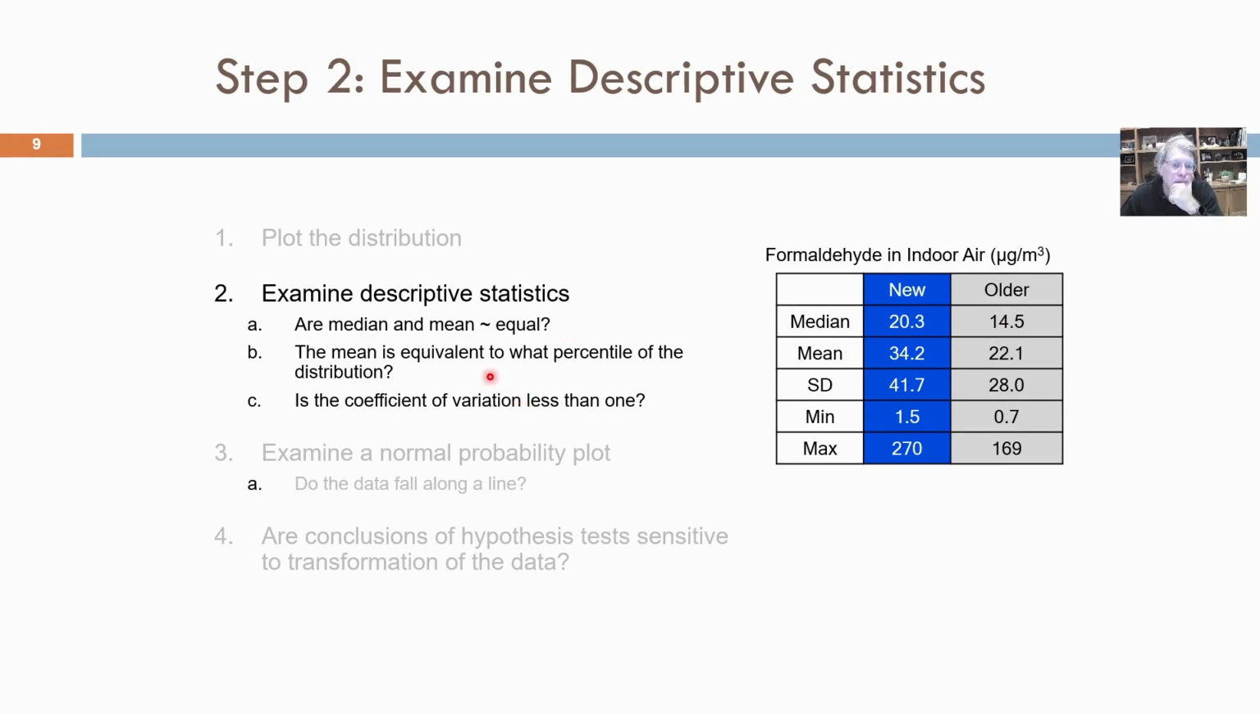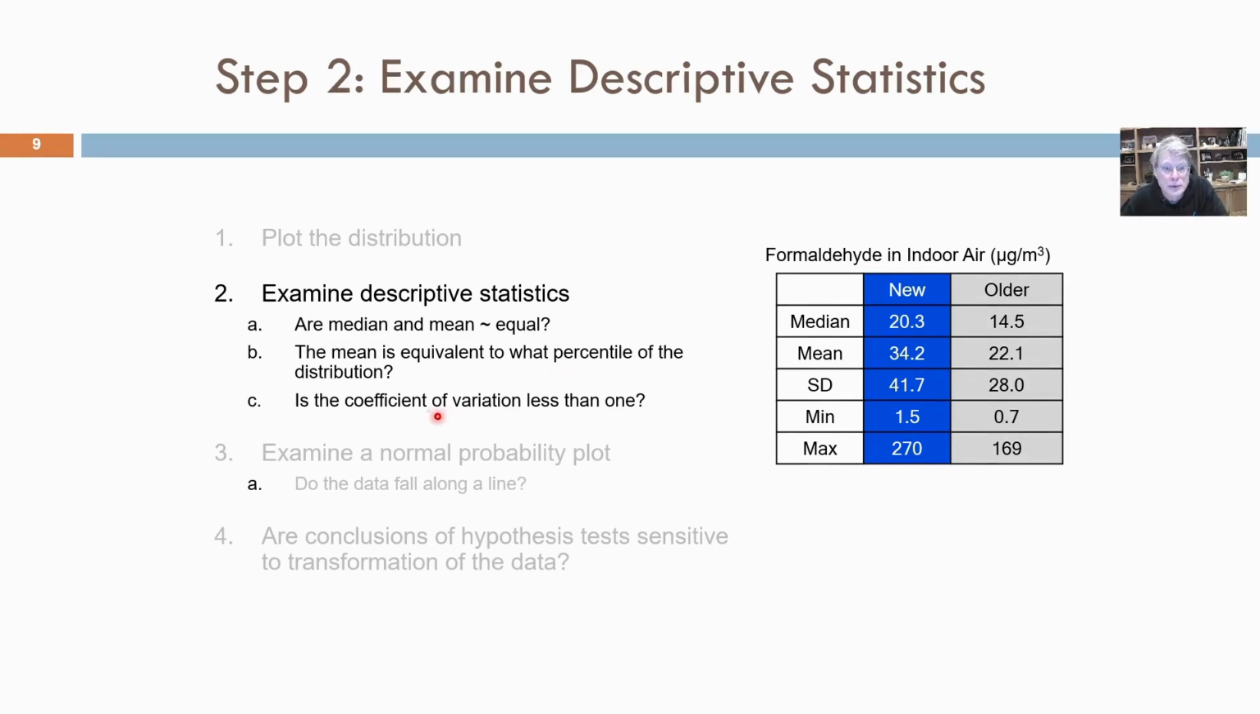Another characteristic to look at is at what percentile of the distribution does the mean fall. I don't have it showing here on this table, but in these distributions, the mean is falling around the 75th percentile of the data. Well, we know that in a normal distribution, the mean should be near the 50th percentile of the distribution, again because the normal is symmetric. So when we see the mean is falling at a much higher percentile of the distribution, it indicates the data are right skewed.